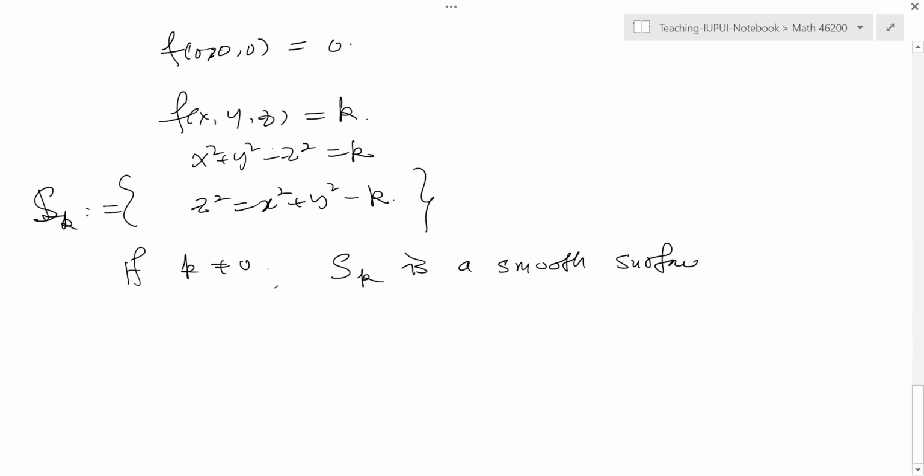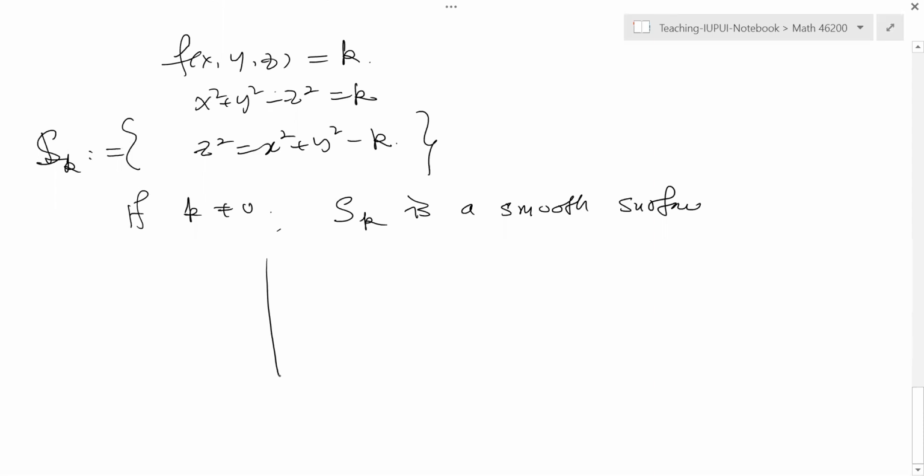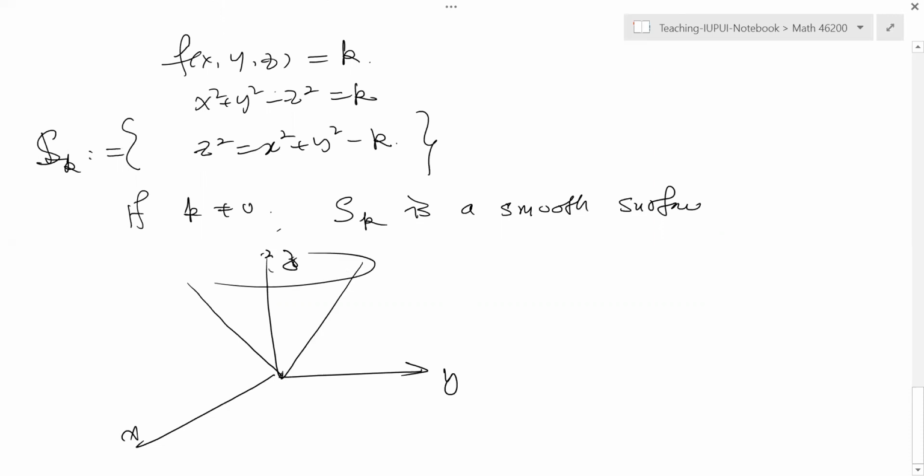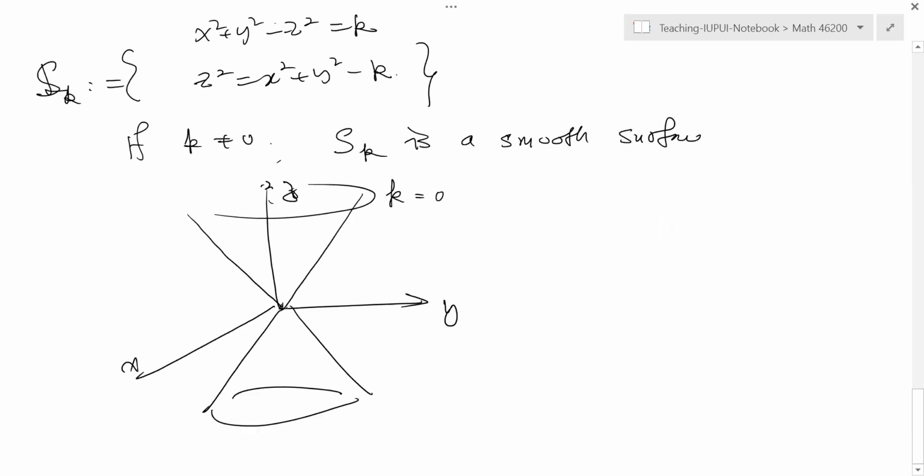So let's try to draw the graph. I hope I can draw it. X-axis, Y-axis, Z-axis. So what happens when K equals 0? When K equals 0, I get a cone. And then there's one singular point here. When K equals 0, the graph passes through the point where the gradient is 0, so that is a singular point.